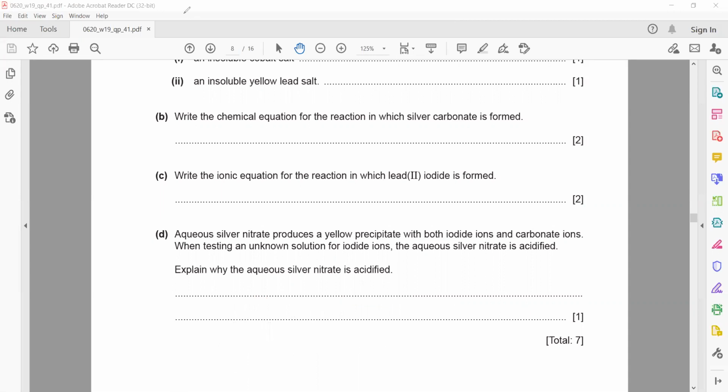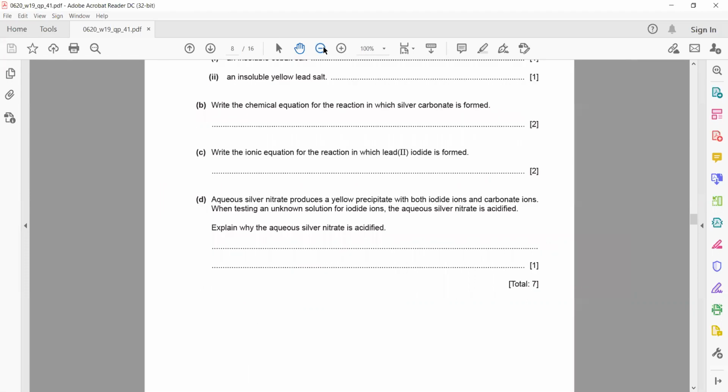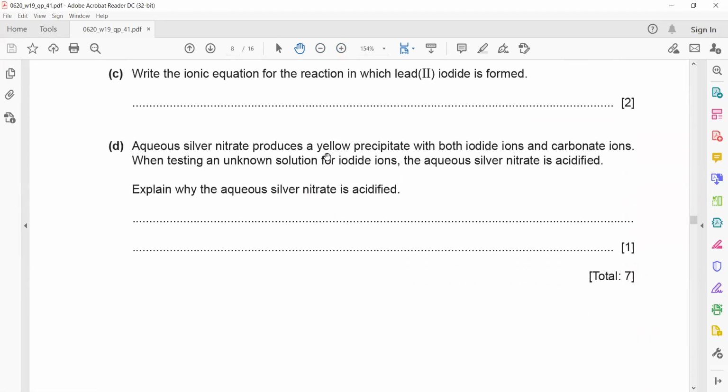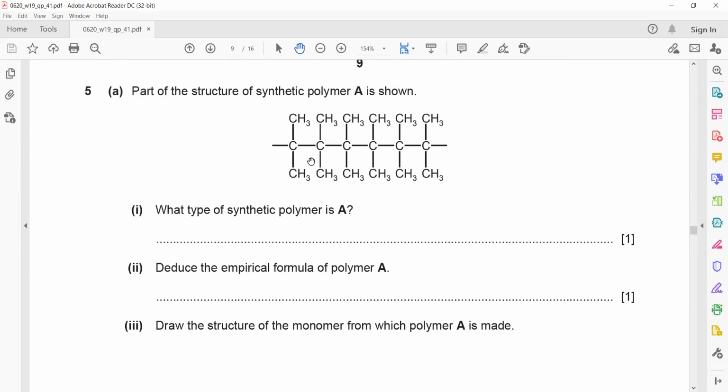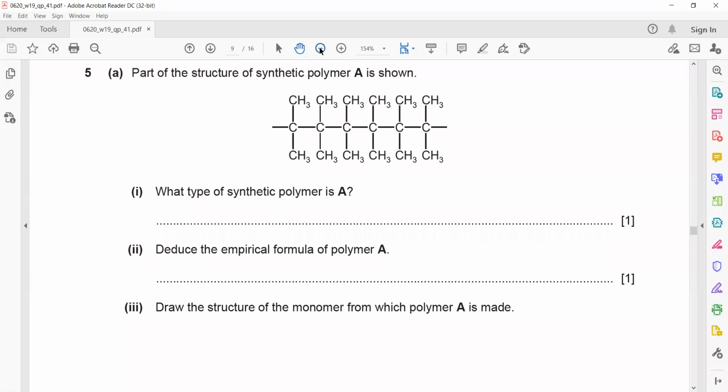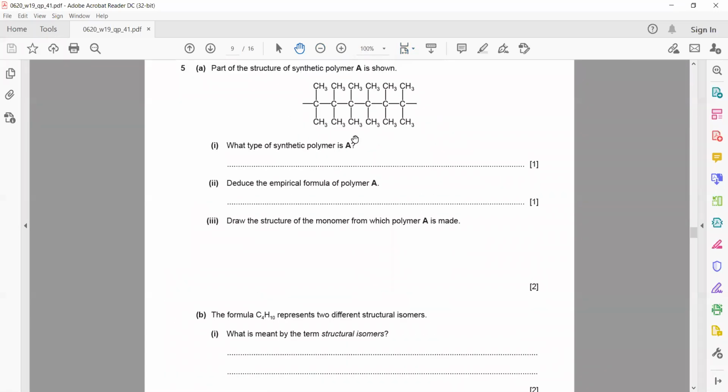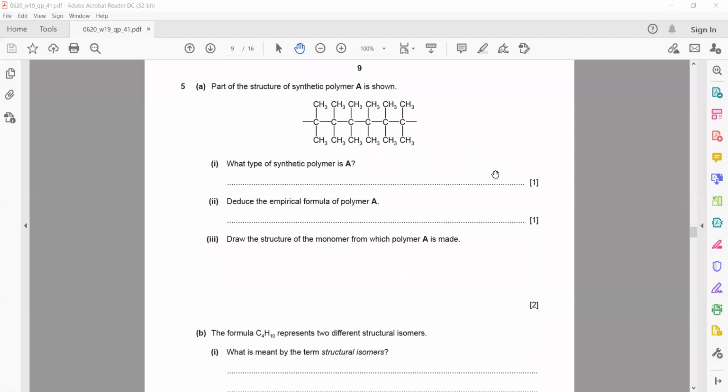Part of the structure of a synthetic polymer is shown. What type of synthetic polymer is this? Addition or condensation? When carbon-carbon bonds link together to result in the formation of a long chain compound, we call it an addition polymer. Deduce the empirical formula. Monomer and polymer in addition polymers have the same empirical formula. So what is the empirical formula? It will be CH2. Empirical formula shows the simplest ratio. So the simplest ratio is 1:2. That's why it is CH2.